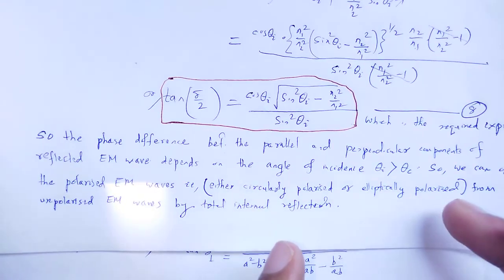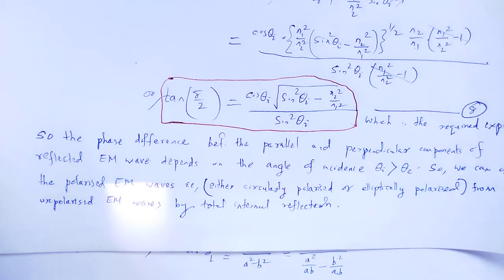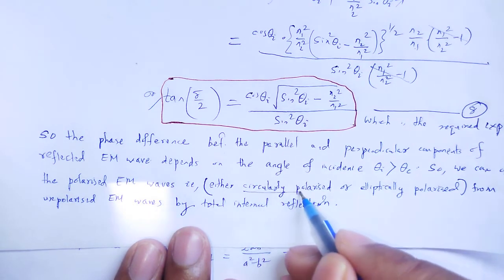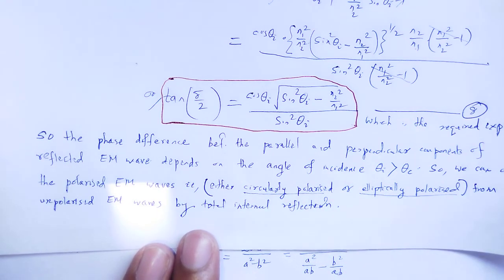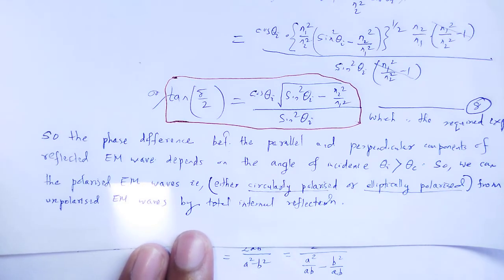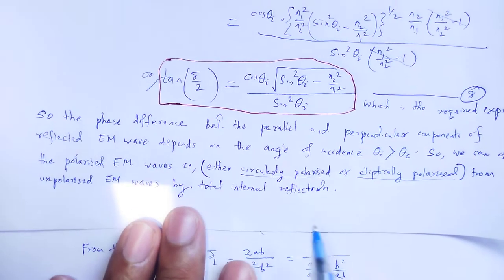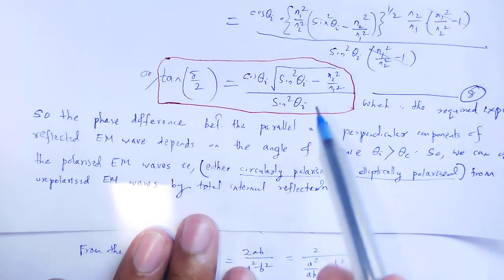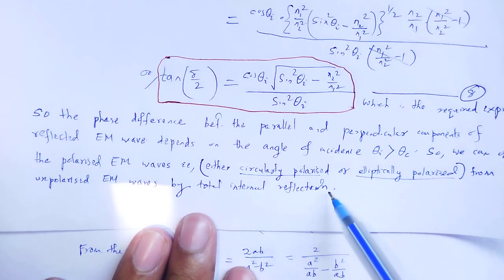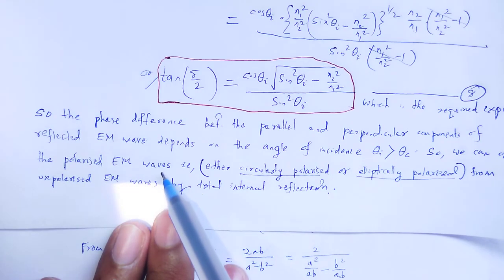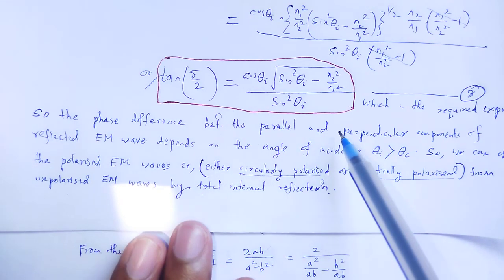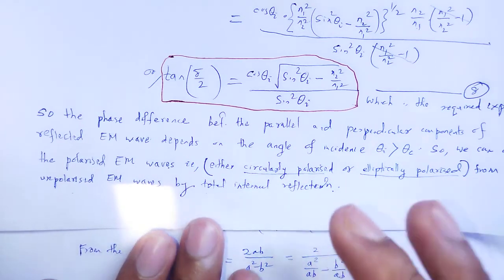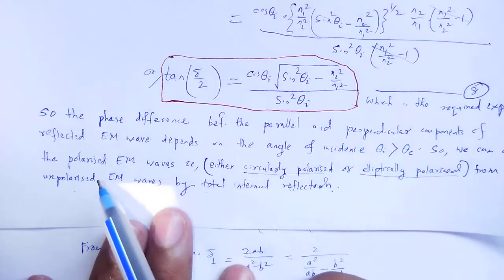What are circularly polarized and elliptically polarized? That will be discussed in upcoming videos, in the chapter named polarization of electromagnetic waves. So we can say that by the phenomenon of total internal reflection, we obtain polarized electromagnetic waves from unpolarized electromagnetic waves. As we say, there will be a phase difference between the perpendicular as well as parallel components of the electric field vector. Then we obtained that result.